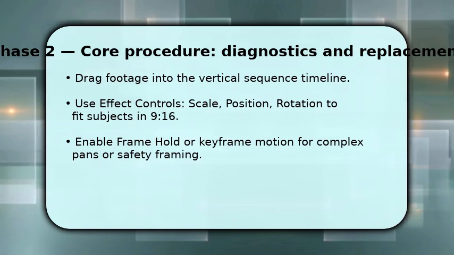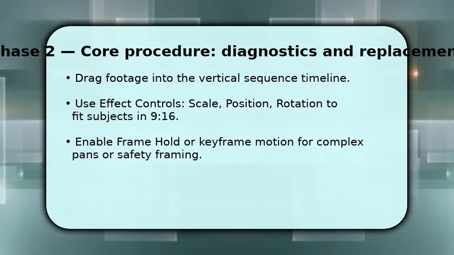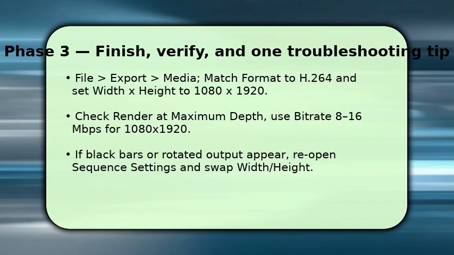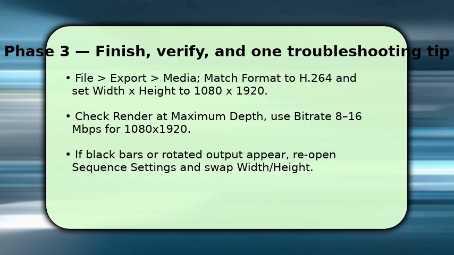To finish, export directly from that portrait sequence, File, Export Media, and confirm the export dimensions are 1080 x 1920. Choose H.264, set a bitrate appropriate for delivery, typically 8 to 16 Mbps for social uploads, and enable render at maximum depth for cleaner results.